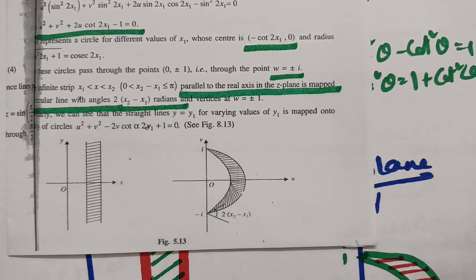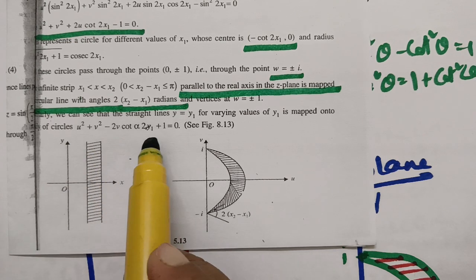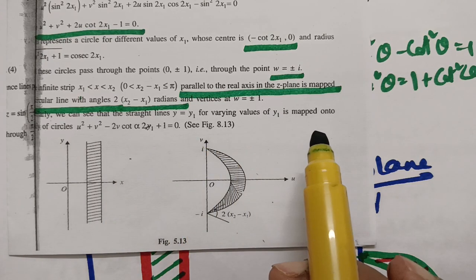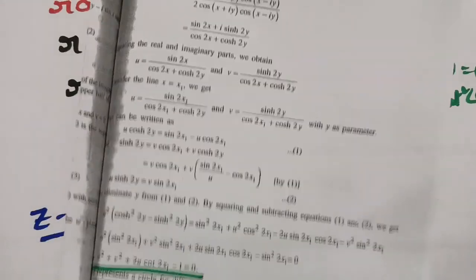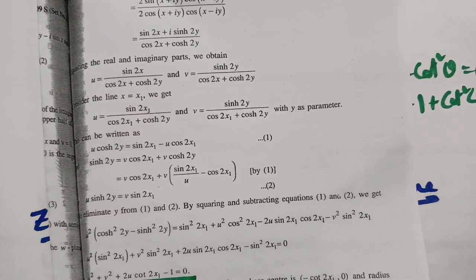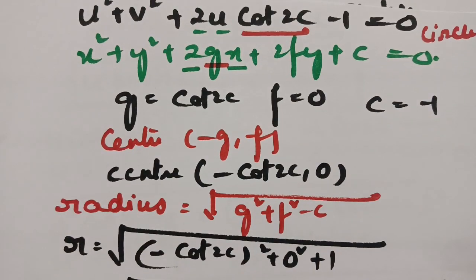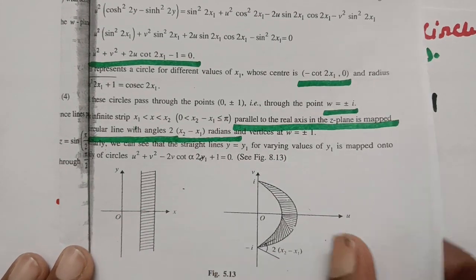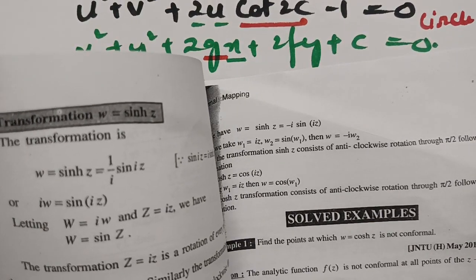And the next one, if you take y is equal to constant, what happens? The circle equation becomes u square plus v square minus 2v cot 2c plus 1 is equal to 0, and here is the graph. So this is straight from the textbook. I have taken x is equal to c and shown you, as it is a lengthy one, so we have to write like this. If you take y is equal to 0, the equation will be like this, and we have to make a conclusion. So this is from the textbook, and the next topic here is w is equal to sinh z.